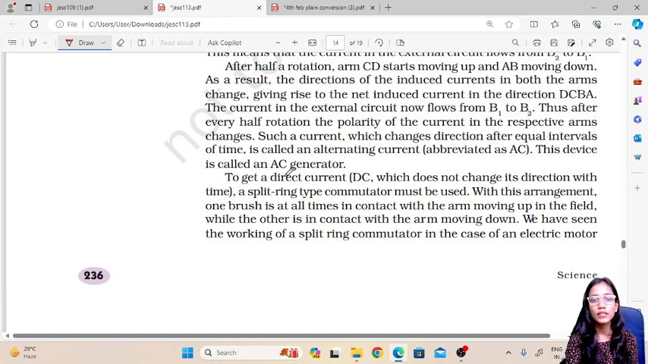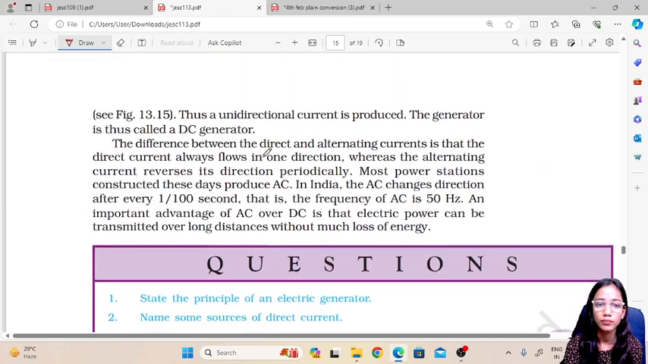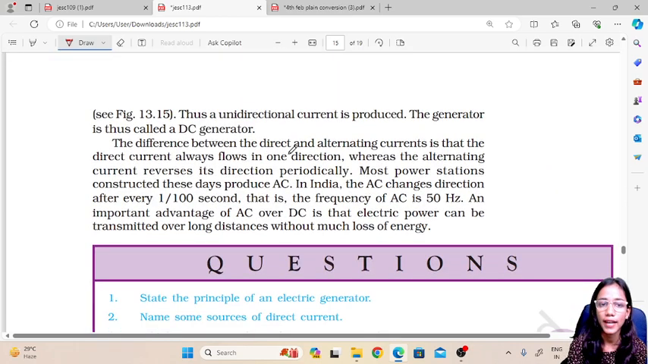So the whole ring type of generator is called an AC generator, and we saw that a split ring type commutator produces a direct current. There the current is not reversing on its own, but over here it is reversing. So the difference between direct and alternating current is that direct current always flows in one direction, whereas alternating current reverses its direction periodically.